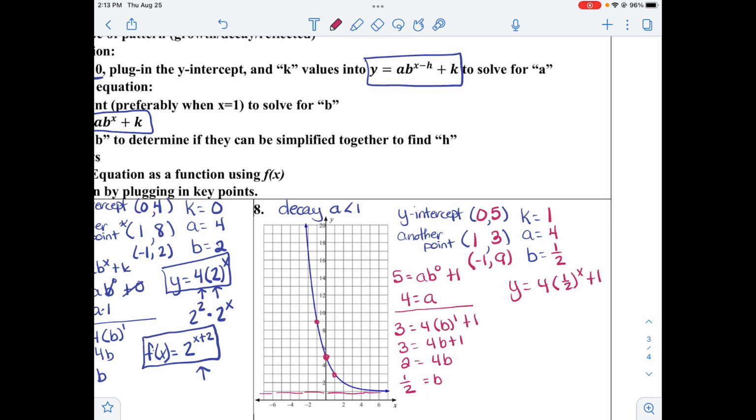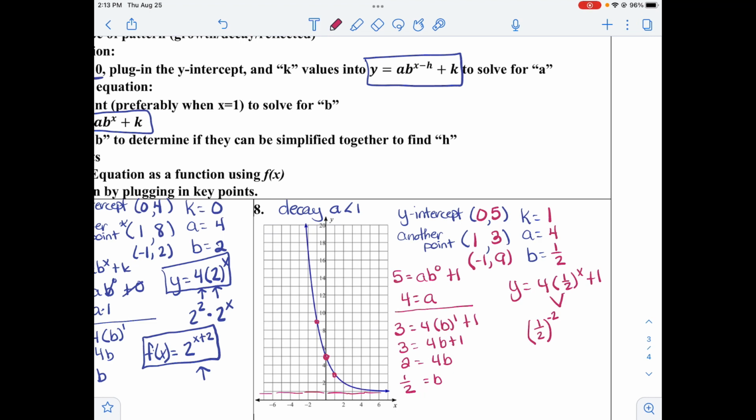Plugged it back in with my k value of 1, and I get 4 times half raised to the x plus 1. So I want to look at my a and my b. I can't change the b. That's my factor. That's my base. It's not changing. It is what it is. That's how the multiplier is happening. But is there any way that I can write 4 as a base of a half? So if I think about writing a half, what could I raise it to get it to be 4? So that's where we could actually have a negative 2 exponent.